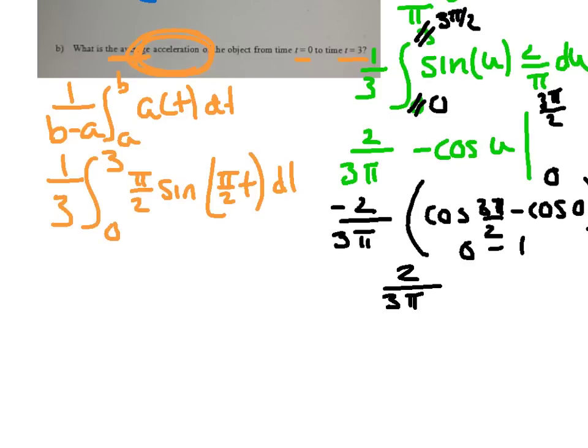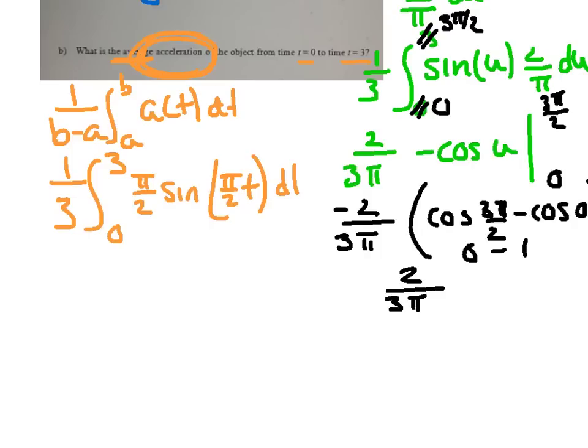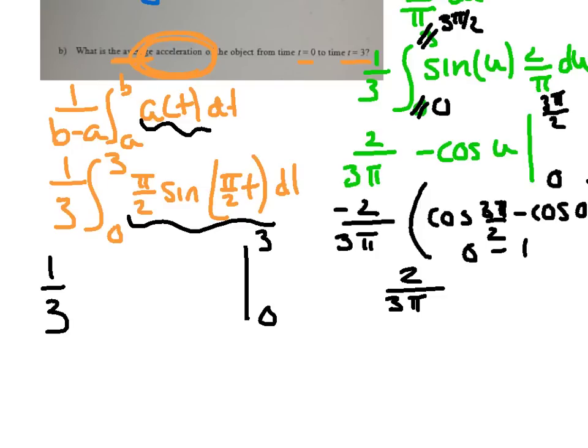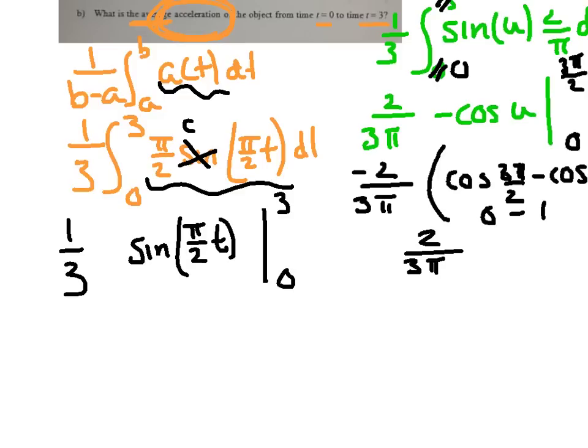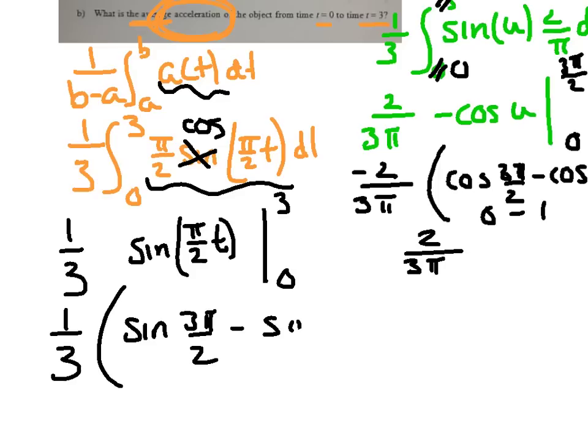Now I don't have too much work to do here because I already know when I integrate acceleration here, I'm going to get velocity. So I have 1/3. I'm just going to get that velocity function from 0 to 3, which was the sine of pi over 2t. Whoops, and my bad, that should have been cosine when I took the derivative. Sorry about that. And now just plug in my bounds. So I've got upper minus lower, so the sine of 3 pi over 2 minus the sine of 0.